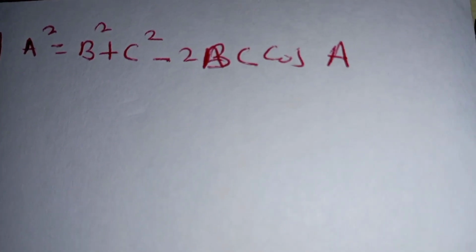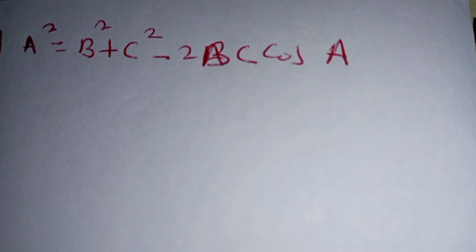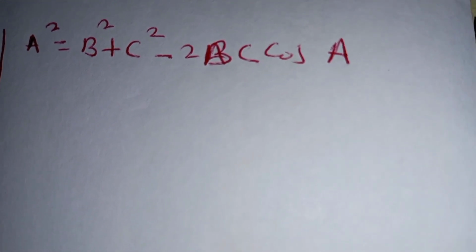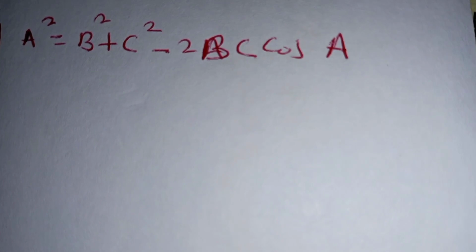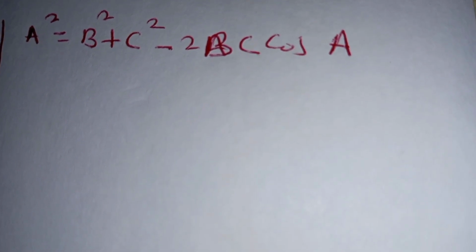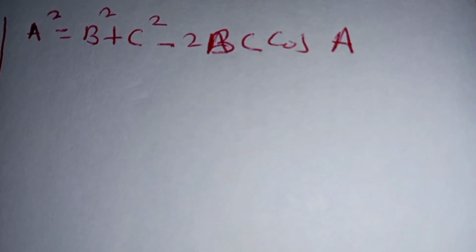Everyone, given a squared is equal to b squared plus c squared minus 2bc cos of a, you are going to make cos of a the subject of the formula. So how do you do that?